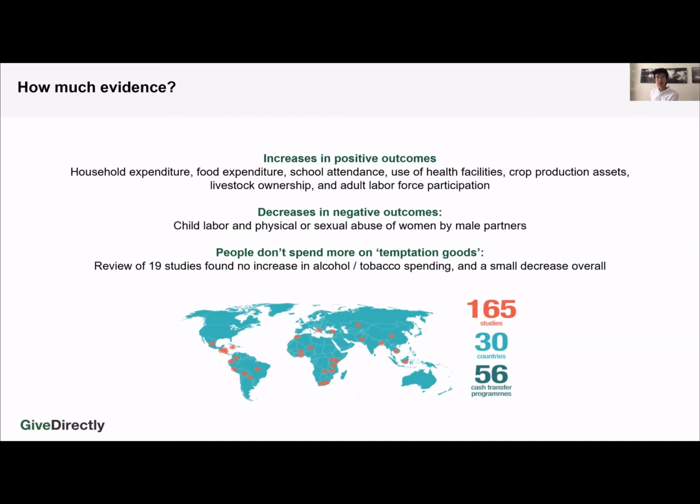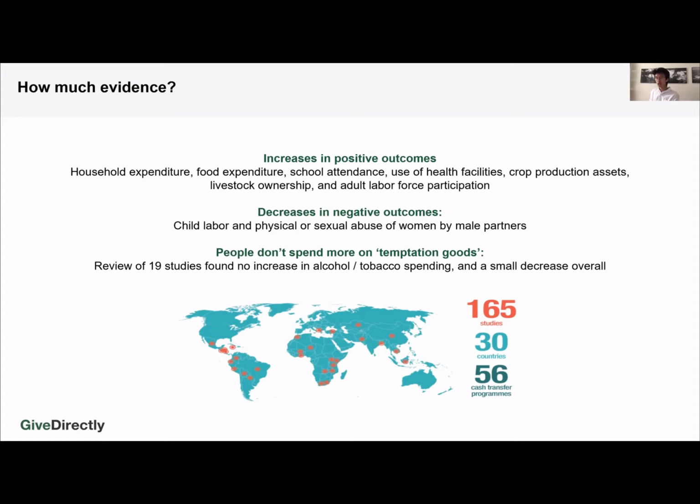We see everything from increases in food expenditure, increases in childhood nutrition, increases in school attendance and education, just raw increases in wealth. People are just wealthier after receiving our transfers. And we also see decreases in negative outcomes. So less child labor, less intimate partner violence.